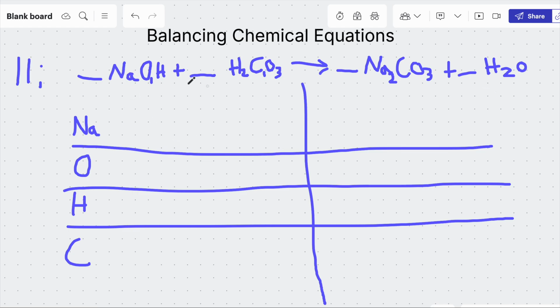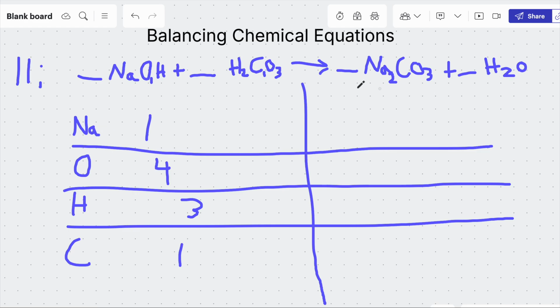We have, let's count our atoms. So we have one Na over here, just one Na. We have O's in both spots, so we have 1 plus 3 is 4. And then we've only got 1 H here, 2 H's here, that's 3 total. And we've only got C in one spot over here, just 1 C.